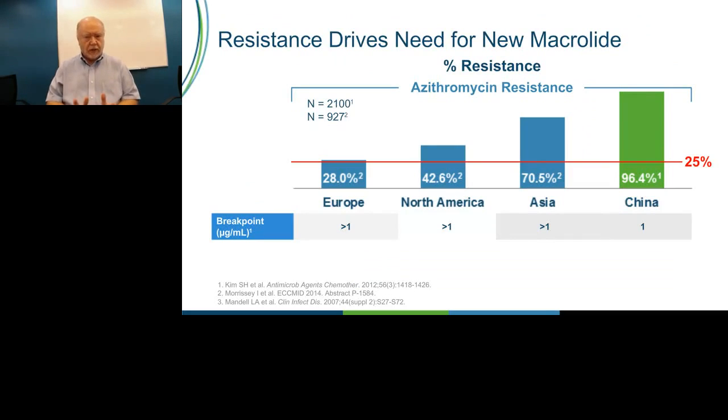Macrolide resistance is not unique to the USA. If you look at the red line, which is 25% resistance, North America, from this data, is above the red line. Europe, depending where you are in Europe, the average is 28%, but that can differ between countries. Spain, Italy, and Greece have levels more akin to the US, at 40%. If you go to the Far East, to Asia, and more specifically to China, you're looking at 70 to 90% resistance, which are quite significant levels of resistance. So again, this is one of the most commonly prescribed classes of antibiotics.